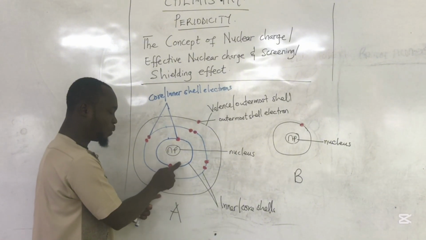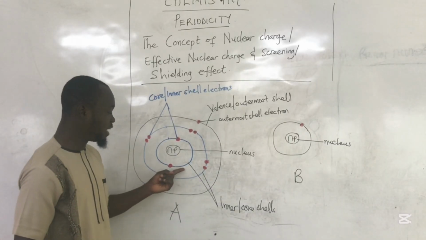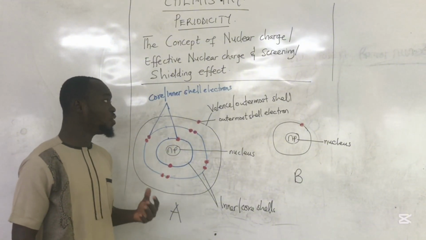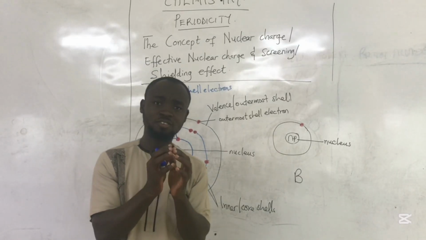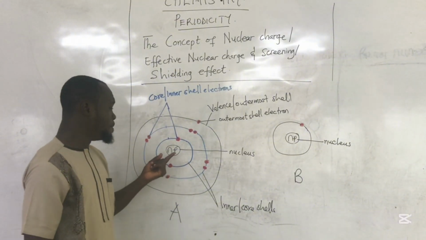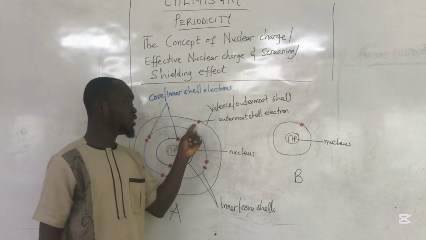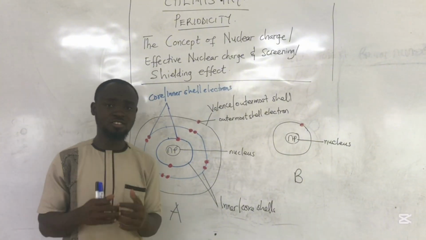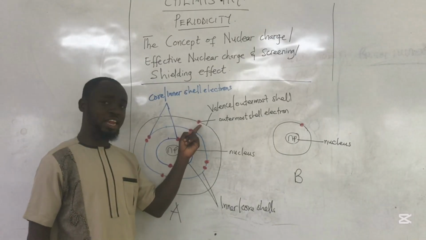I said the two here are represented as the inner or the core shells. Is that okay? So these are the inner or the core shells. And on the inner or the core shells, we have what we call the inner or the core shell electrons. These electrons bring about blockage and they reduce the attraction that is coming from the proton onto the valence electron or the last electron in the last shell. So this inner shell brings about reduction in attraction that is coming from the proton onto the outermost or the valence shell.